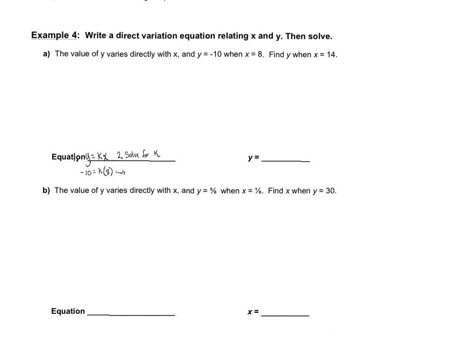Step 2 is you solve for k. So I'm just going to move this over. We get negative 10 equals 8k, divide both sides by 8, and k will be equal to, divide by 2, we get negative 5 over 4.